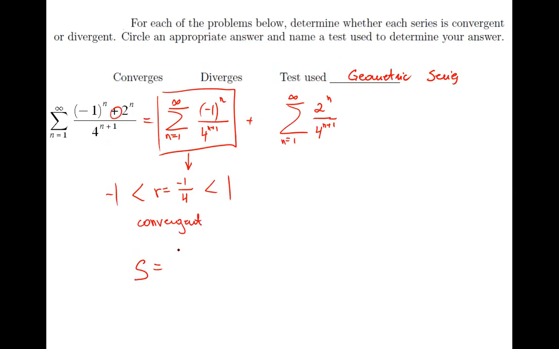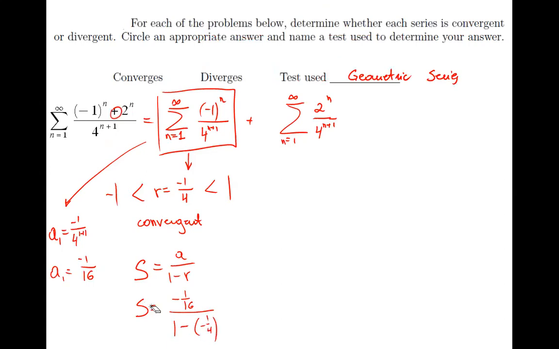If it's convergent, I can use the sum, a1 over 1 minus the common ratio. The first term is simply the whole quantity with n substituted by the starting number, which is 1. We have to always focus: if it starts at 1, we substitute 1; if it started at 0, we would substitute 0. Negative 1 to the 1 is negative 1, and 4 to the power of 1 plus 1 is 4 squared, which is 16. So the first term is negative 1 over 16, over 1 minus negative 1/4.